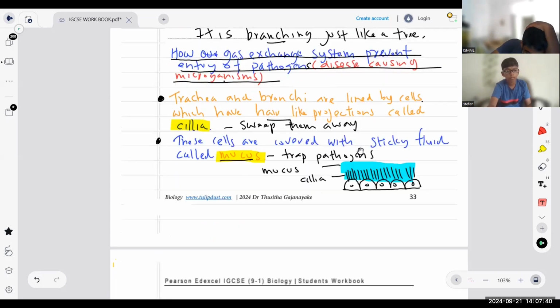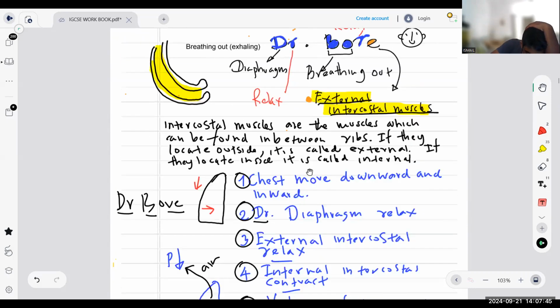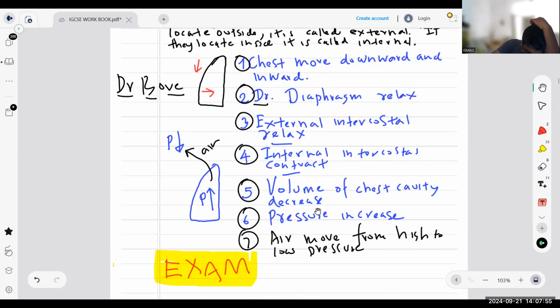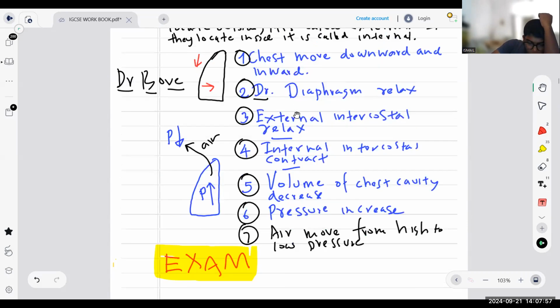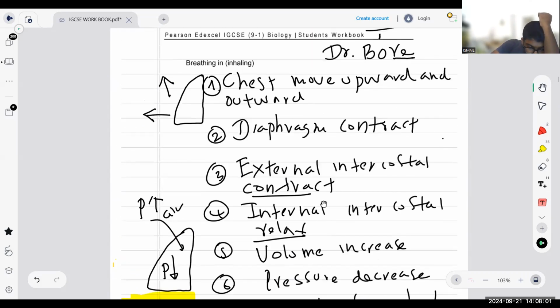Then we learned the 2 most important points: breathing in and breathing out, the mechanism. So we learned this, the diaphragm, and we also learned the intercostal muscles and how they work, the 7 steps, and then 7 steps for breathing in.